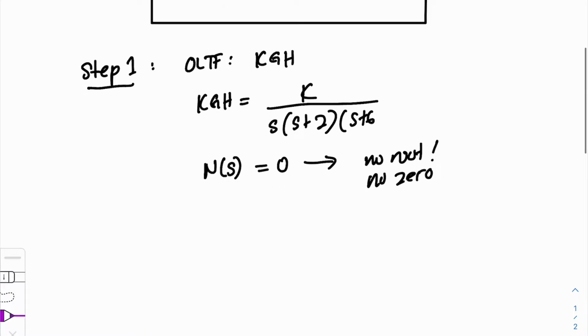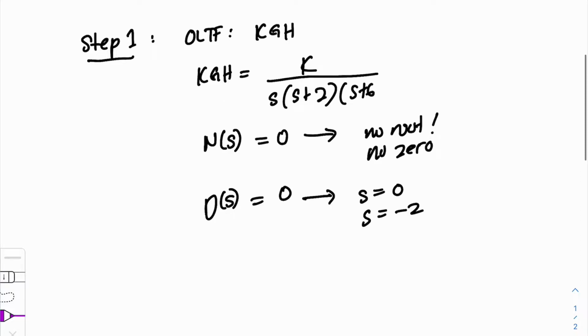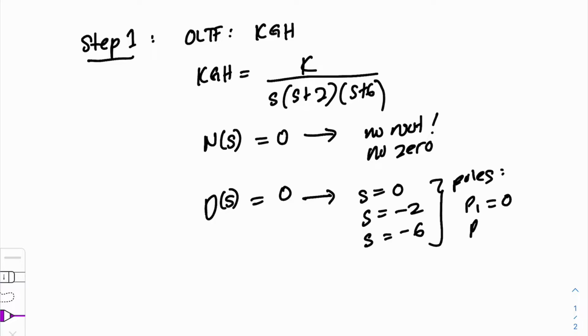Then you do the denominator. Equating the denominator to 0, you're going to have s equals 0, s equals minus 2, and s equals minus 6, sorry. These are all your poles. So you have 3 poles: the first pole is 0, the second pole is minus 2, the third pole is minus 6. The number of poles is P, and P is equal to 3. So there are 3 poles.